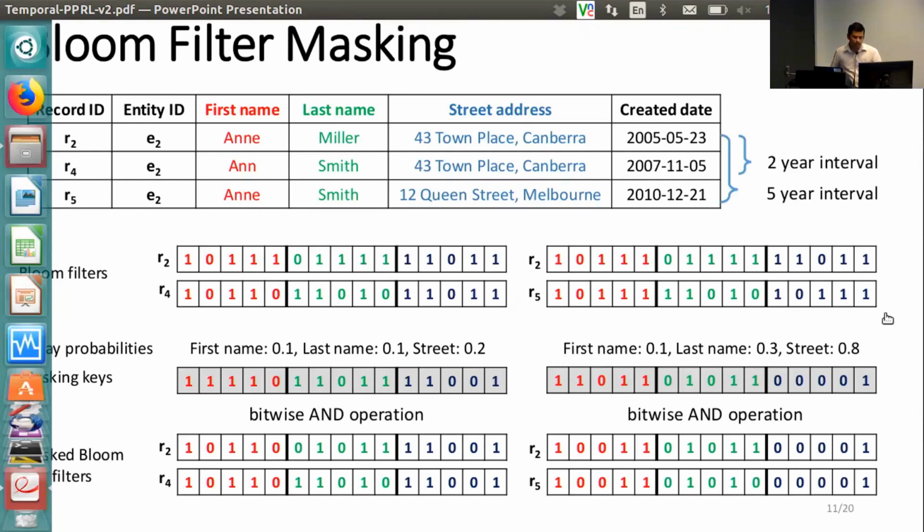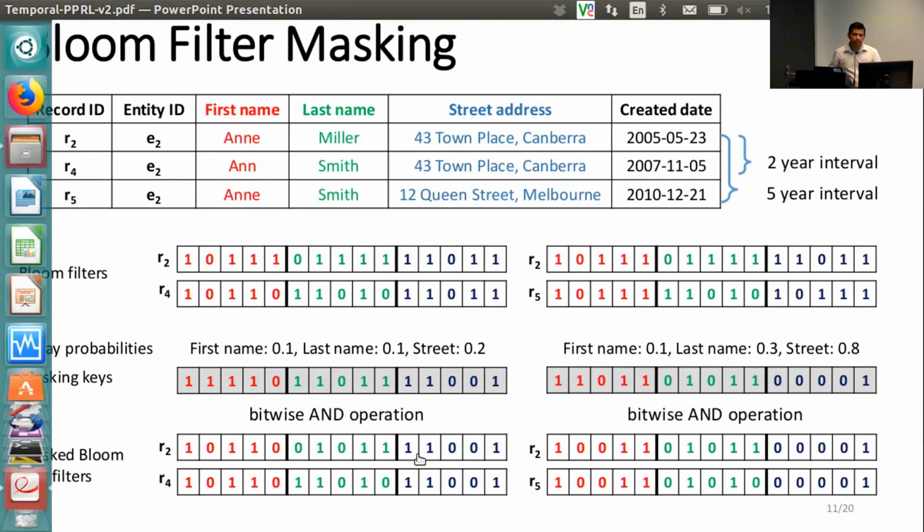while it has increased to 0.8 after a 5-year gap, because there is a high likelihood that people will change their addresses within a given 5-year gap compared to a 2-year gap. So you can see that in the 2-year gap, we have 3 set bits, while in the 5-year gap, we have only 1 bit. So the number of bit positions contributing in the 5-year gap is very limited compared to the 2-year gap.